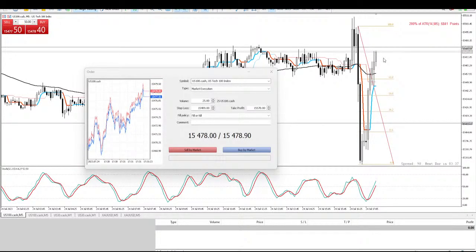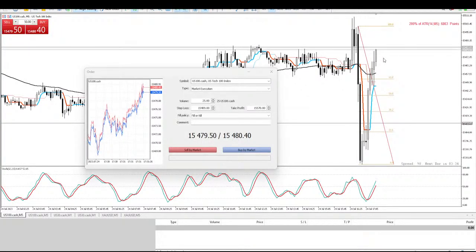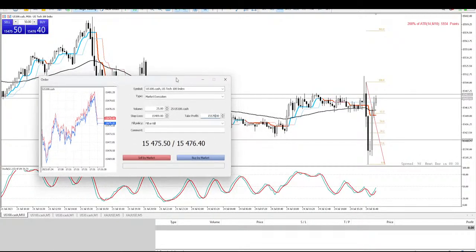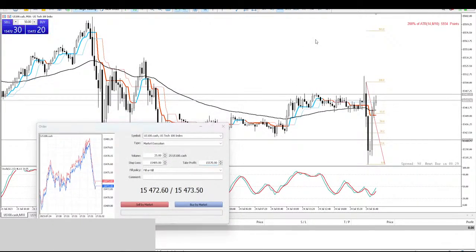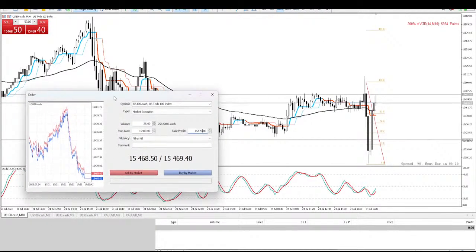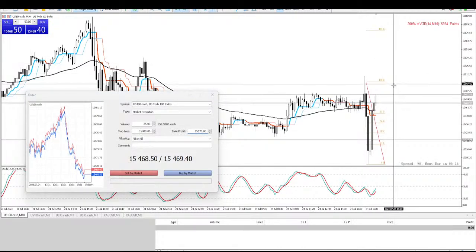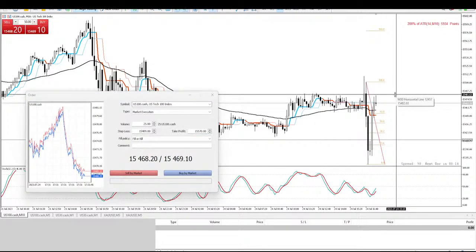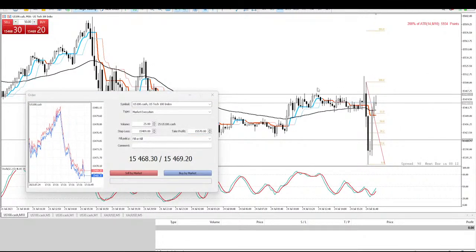I think NAS is still a risky buy at this point, just because of all the rejections we've had at this level. The safest thing would be that we wait for a break of this level and then hopefully a retest.